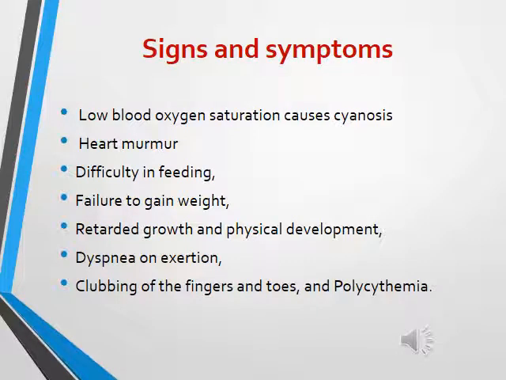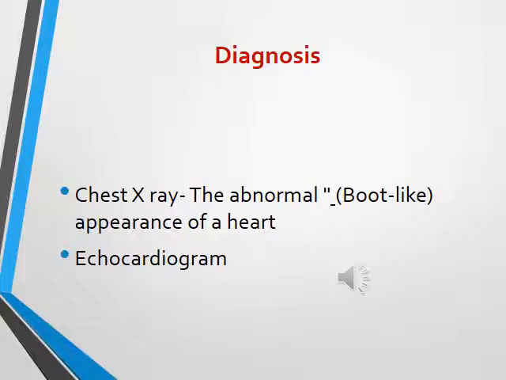Signs and symptoms: low blood oxygen saturation causes cyanosis, heart murmur, difficulty in feeding, failure to gain weight, retarded growth and development, dyspnea, clubbing of fingers and toes, and polycythemia, increased RBC. Diagnosis: chest X-ray shows the abnormal, boot-like appearance of the heart, and ECG and echocardiogram.